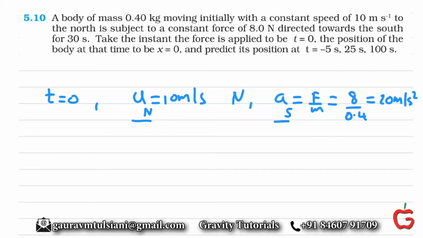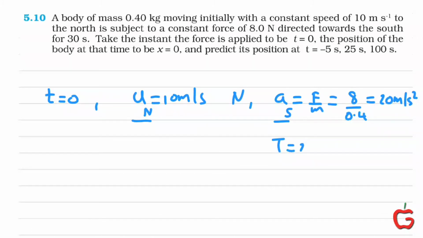Okay. Now the force acts for 30 seconds. So this acceleration is only for a total time of 30 seconds. Take the instant the force is applied to be at t equals to 0, the position of the body at x equals to 0. Predict the position at -5, 25 and 100 seconds. So -5 seconds means 5 seconds before the force started acting.